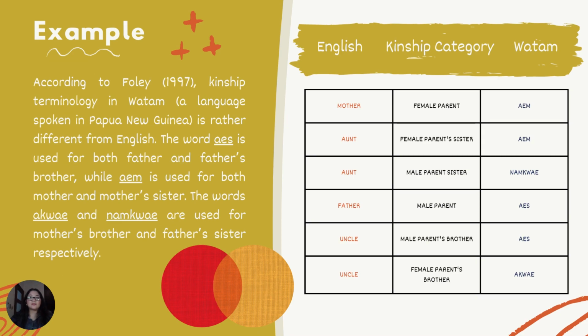So as you can see, Watam speakers call their mothers and their female parent's sister the same way, am. On the contrary, English speakers call their female parent's sister and their male parent's sister aunt. It will be interesting to understand how Watam speakers differentiate between mother and aunt when referring, for example, to their female parent's sister. But in the case of English speakers, they could just say my maternal aunt. Or when they are referring to their male parent's sister, they could say my paternal aunt.